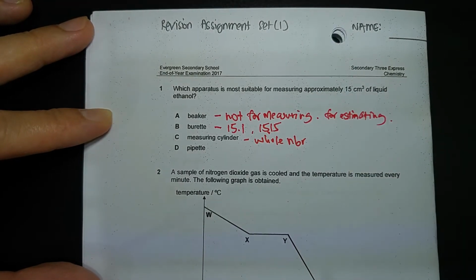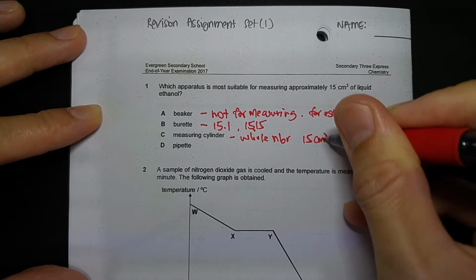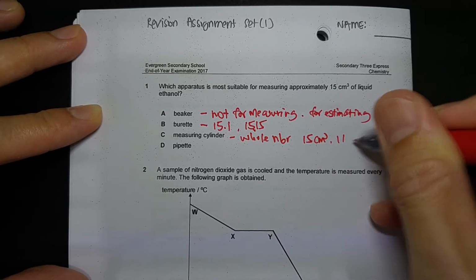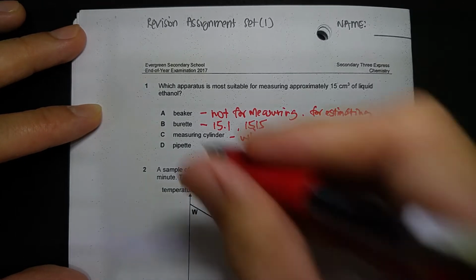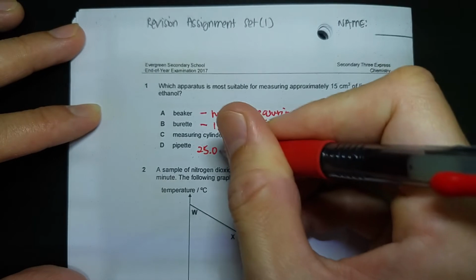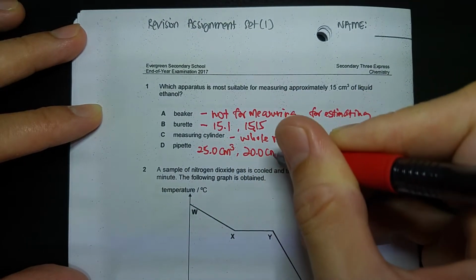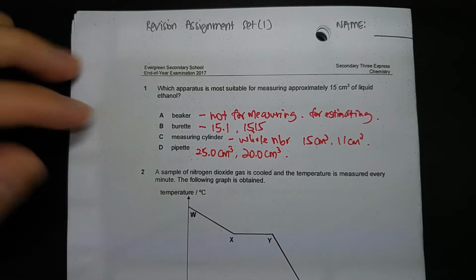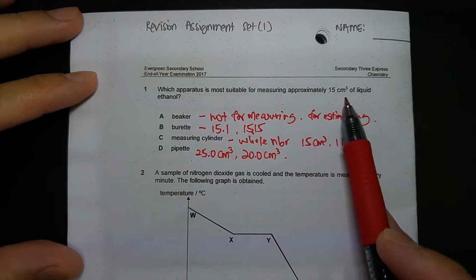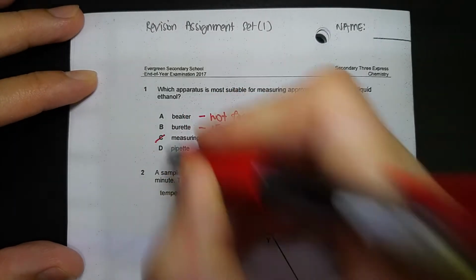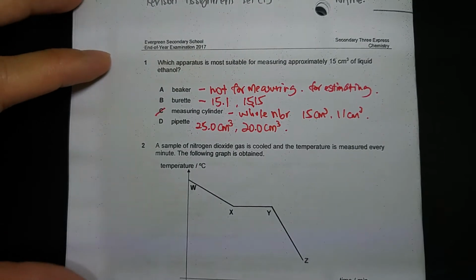Now for a measuring cylinder, usually the reading would be a whole number, for example 15 cm3 or maybe 11 cm3. That's for the measuring cylinder. And for a pipette, either 25.0 cm3 or 20.0 cm3. It can only be one of these two. So for 15 cm3, it's very obvious that the answer is the measuring cylinder. Make sure you write down all this on your paper.